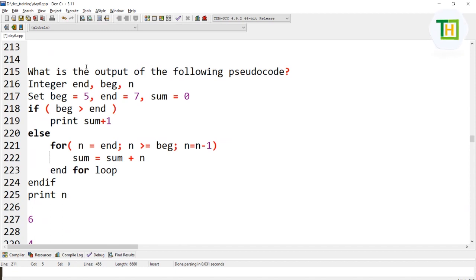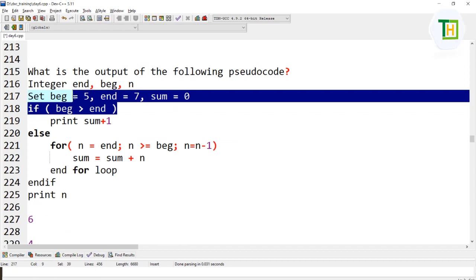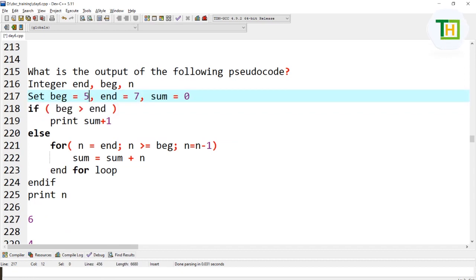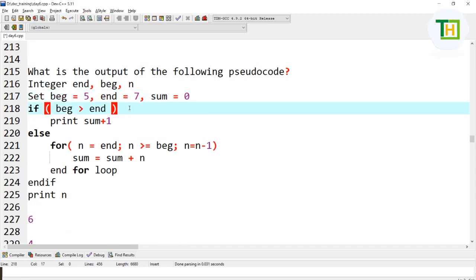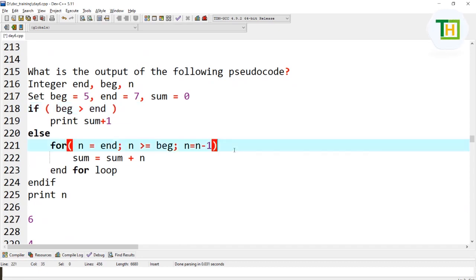And moving to the next question, what will be the output of the following pseudocode? Integer end, beginning and n here. Set beginning is equal to 5, end is equal to 7 and sum is equal to 0. Is beginning greater than end? Is 5 greater than 7? No, it is false and it is moving into the else block. n is equal to end. That means n is equal to 7.